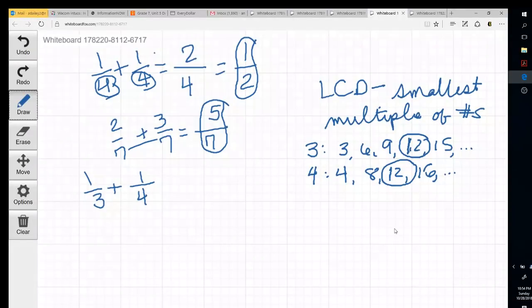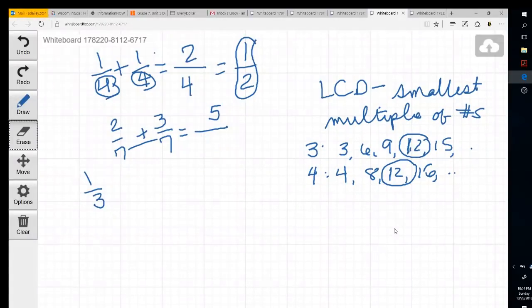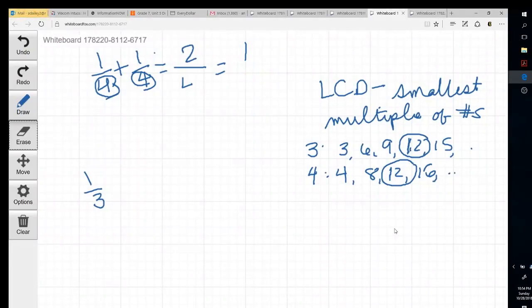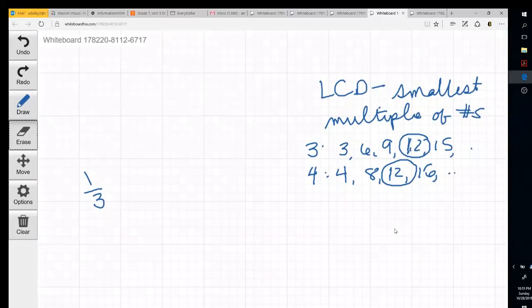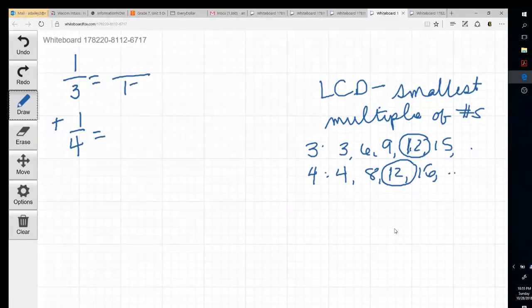Okay, so the next step is I want to find equivalent fractions. I have found my least common denominator. Now I need to make equivalent fractions. And to do this, I like to line my problem up like this. You don't have to, but it's the easiest for me to visualize, maybe because it's how I was taught to do it a long time ago. Okay, so our least common denominator is 12. So our answer is going to be some sort of twelfths.